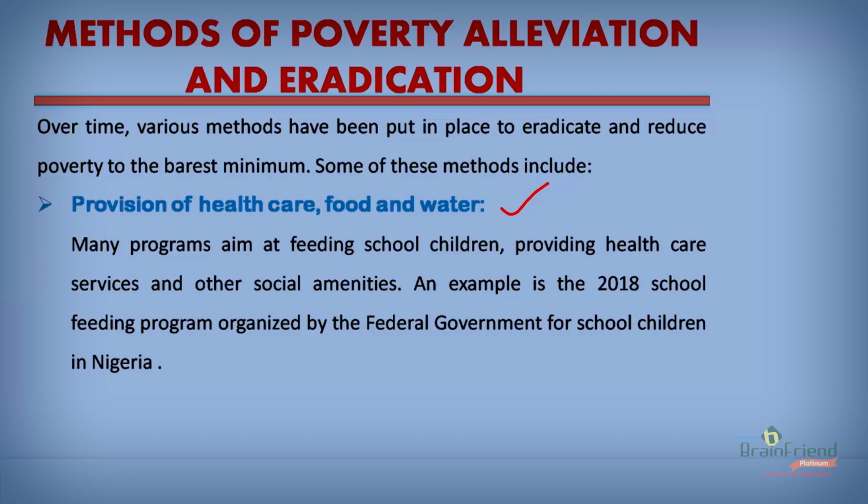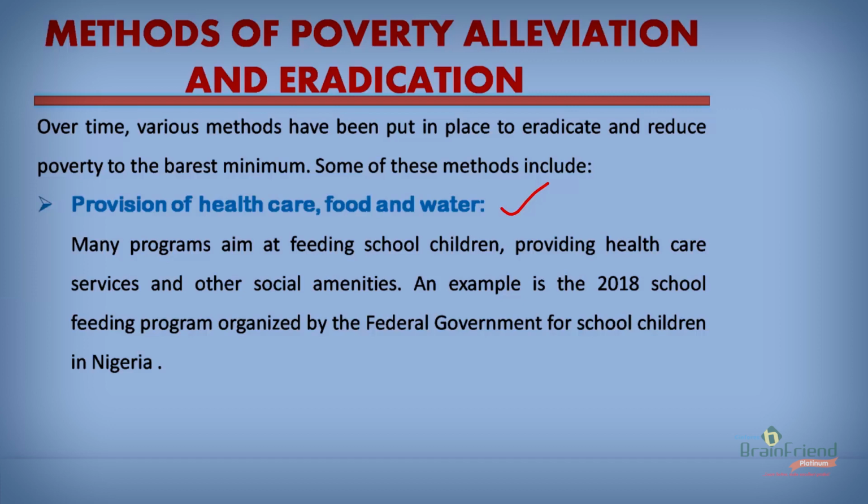Many programs aim at providing healthcare, water, and food, especially for children, that is school children. In 2018, the federal government began to provide food for school children in order to encourage them to come to school. This also aids economic development.